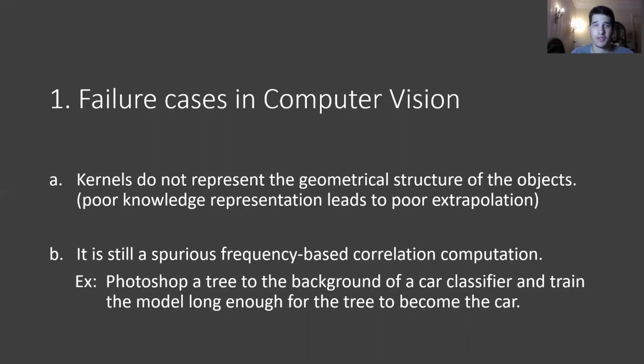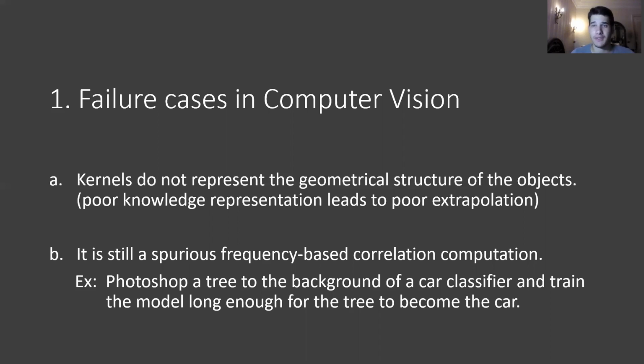Frequency-based correlations, because you basically try to model the repetition of a pixel value, or a range of values of a pixel or a feature, in correspondence to a specific label. How do you visualize that? Let's say, for example, you Photoshop a tree to the background of a car classifier and train the model long enough for the tree to become the car.